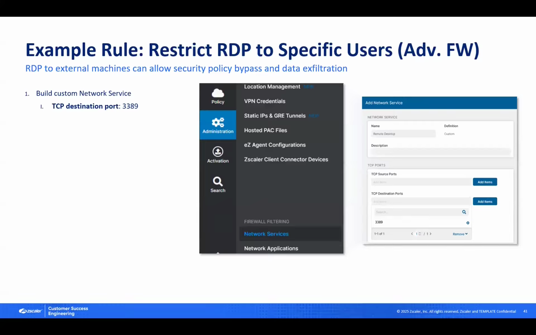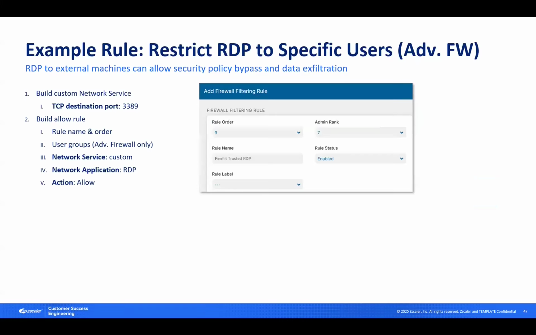We'll go to Administration, Network Services, add a network service, and configure a service with a TCP destination port of 3389, since this is the RDP port. Next, we'll build our allow rule. We'll give it a name and place it somewhere within the block of custom rules as established while covering the model policy. Here, let's say we make it rule order 9 so that it fits below the 2 rules that we just created to restrict SSH to trusted destinations.